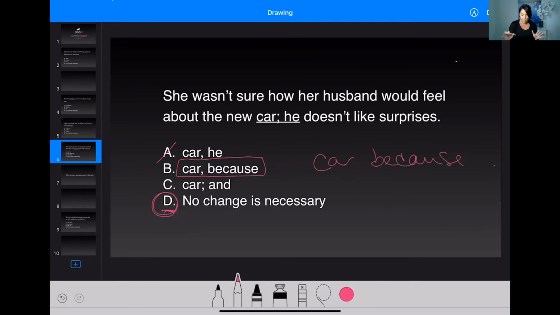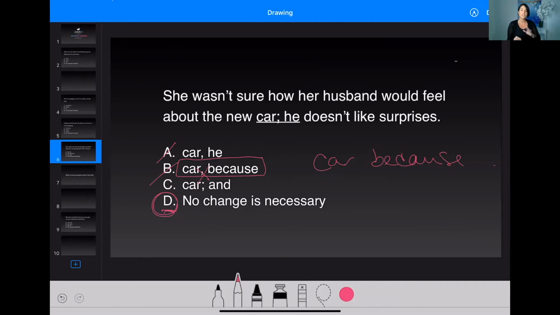You can also start a sentence with because, and I have an example like that in another area, and I'm going to show you how the subordinating conjunction can be moved to the front of the sentence and still be used properly, and that's coming up in just a second, okay? So she wasn't sure how her husband would feel about the new car because he doesn't like surprises. That works, but this comma is incorrect, so that comes off.